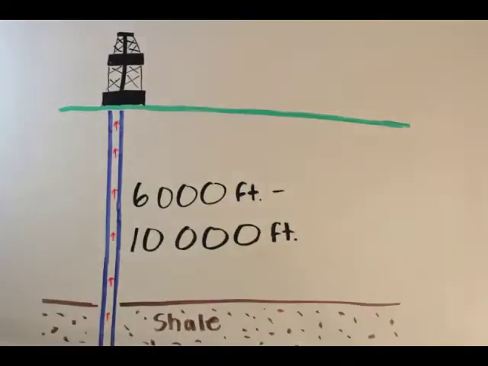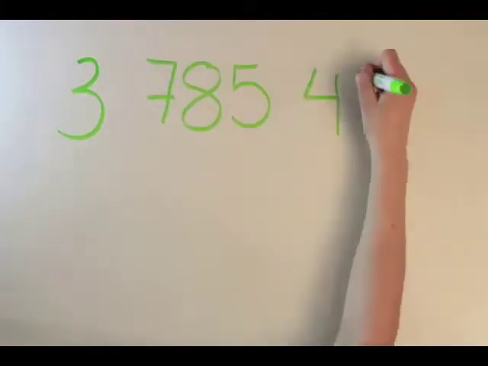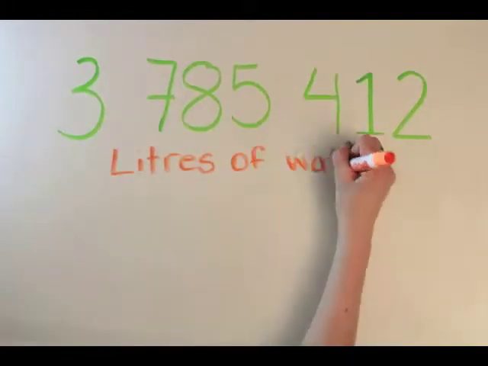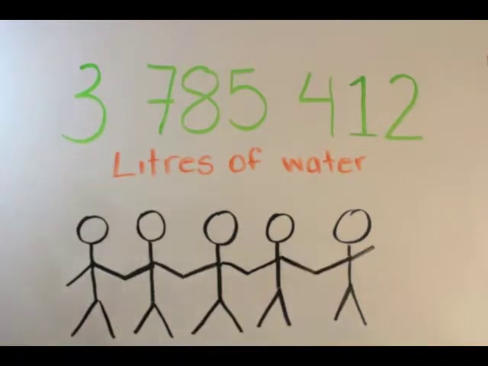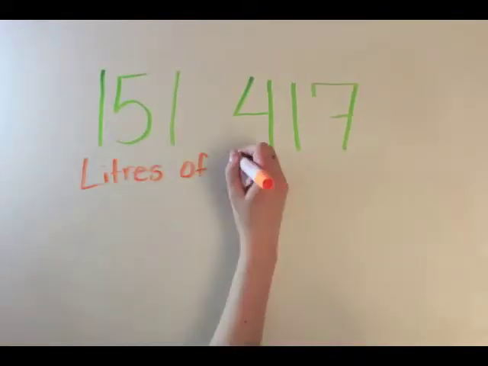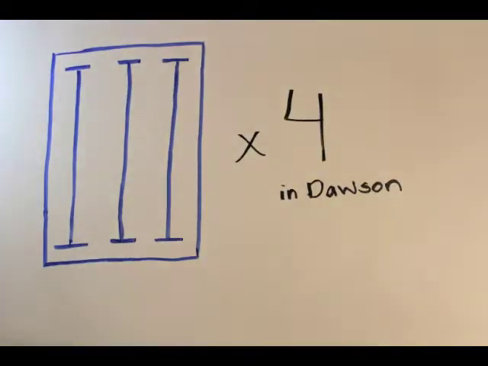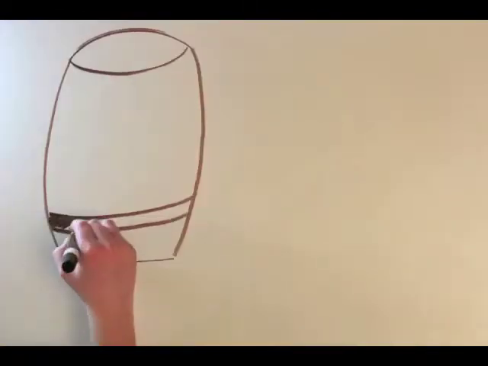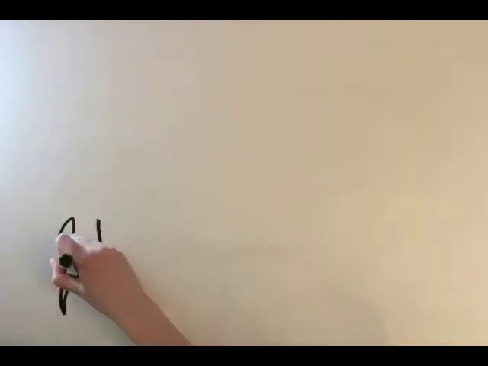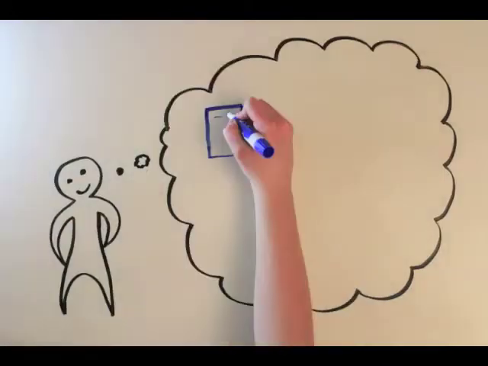back up the well. Surprisingly, each fracture uses at least 3,785,412 liters of water and 151,417 liters of chemicals. That is nearly 4 of the 8-lane swimming pools here in Dawson Creek and 728 barrels of chemicals. Now imagine that multiplied by 14, the number of times each site can be fracked.